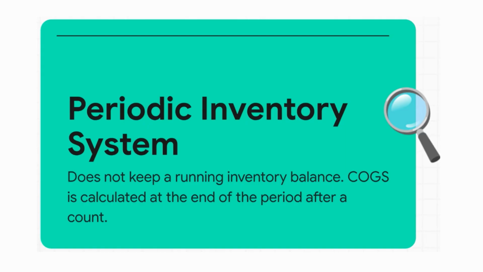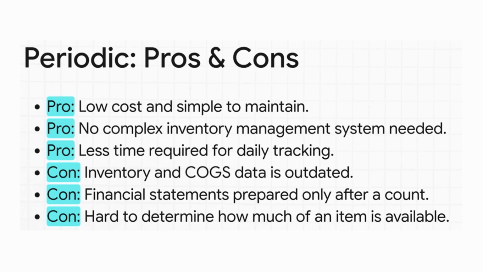That's when the business sends people out to do a full physical count of every single item to figure out what's left, and only then can they work backwards to figure out what they sold. The trade-off here is pretty stark. On one hand, you get this awesome simplicity, and it's way cheaper, but the downsides are huge. Your information is always old.